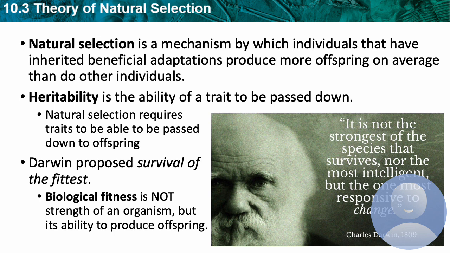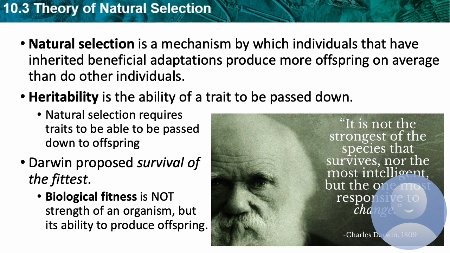So we have the idea of heritability, or being able to inherit a trait, is crucial for the idea of natural selection, because the idea of natural selection is that nature or the environment is going to determine what adaptations are beneficial, but then the heritability is what allows them to be passed down to the next generation.